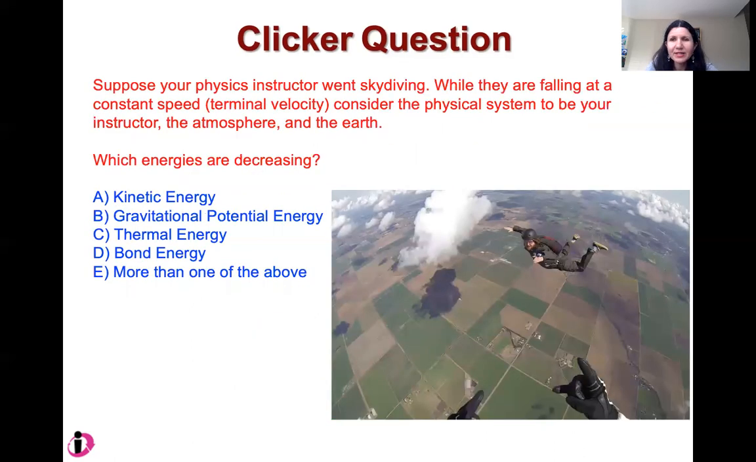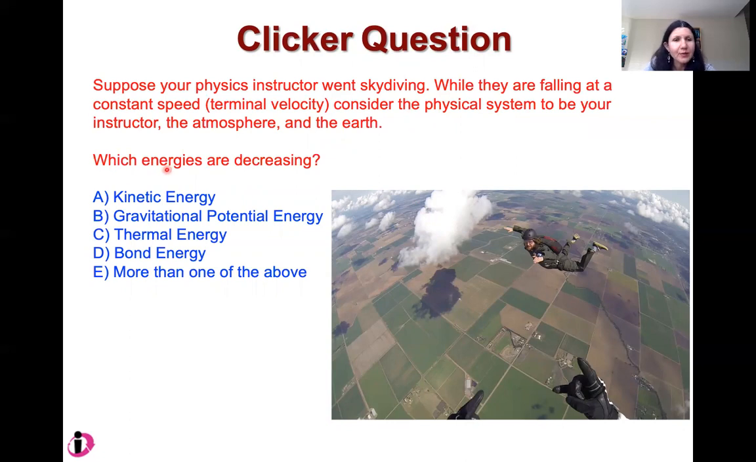All right, a couple more examples. This recording is mostly about you thinking about how to apply this to various situations. Okay, here we have a skydiver. He used to actually teach physics 7A. He was a graduate student and now is a postdoc. So suppose your physics instructor went skydiving, and while he's falling at constant speed, so he has reached terminal velocity, consider the physical system to be your instructor, the atmosphere, and the Earth.